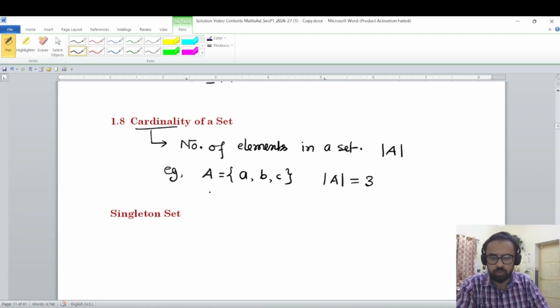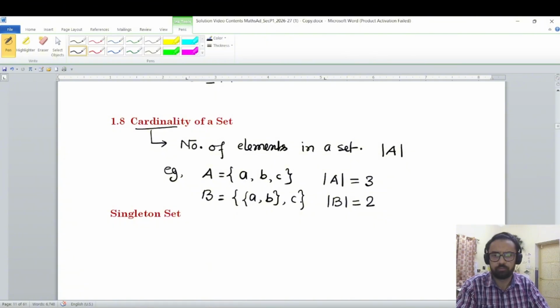Another example, if I give, say, B equal to {A, B, and C}, then what will be the cardinality of B? How many elements in B? 2. Because these two, A and B together, will be considered as one element. So total how many elements in B? Only 2 elements. AB will be taken as 1 element, and C. So there are 2 elements.